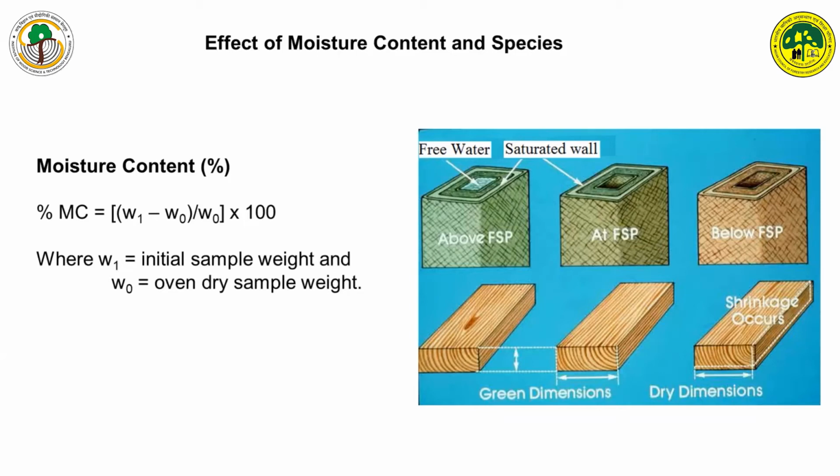So the moisture content, as I mentioned, can range from 0% to even 200%, and sometimes more than that. If we consider the entire moisture range, the moisture content above around 25 to 30%, we call it the FSP zone.